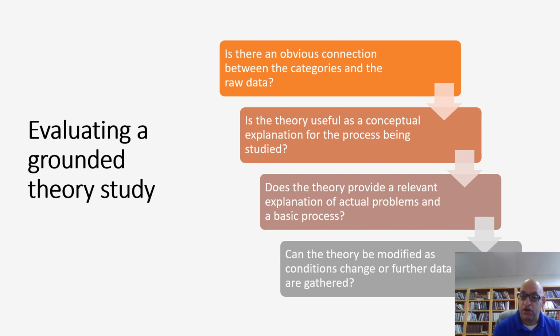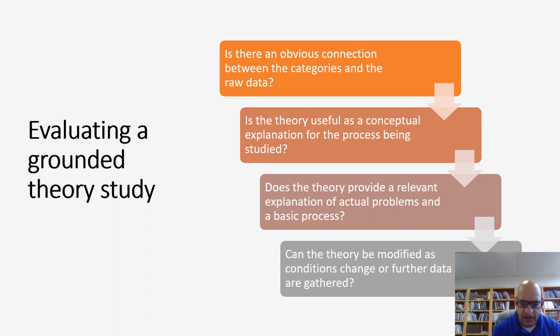Does the theory, number 3, provide a relevant explanation of actual problems in a basic process? Can you see this move from number 2 to number 3? Do you see the problem existing? Can you raise that up in your writing and explain this is, in a sense, the problem area and how this particular population is arriving at meaning?